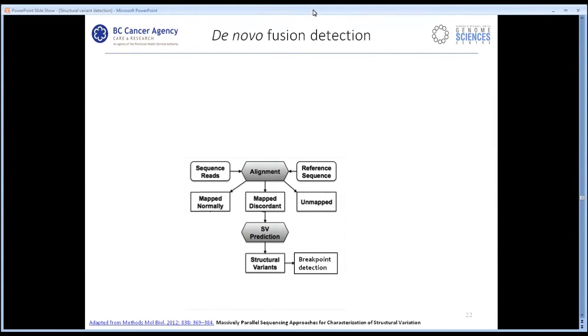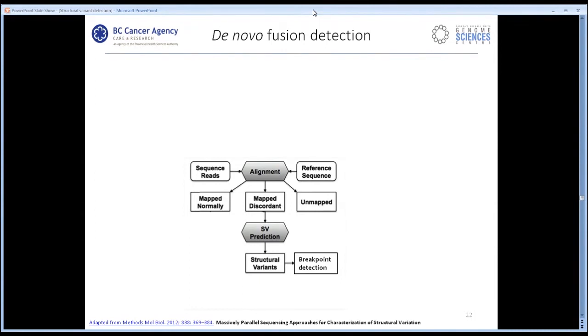The third method that we utilize is de novo fusion detection by alignment. So in this case, the paired end sequencing reads are aligned to the human reference. We use BWA-MEM as our aligner for genomes, and what the structural variant caller is looking for is mapped discordant reads for the SV prediction. It looks at the evidence for the prediction, and at the end of the day, it produces structural variant breakpoints.